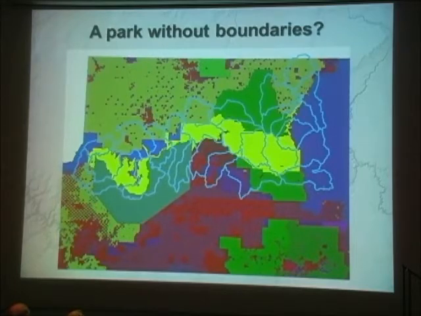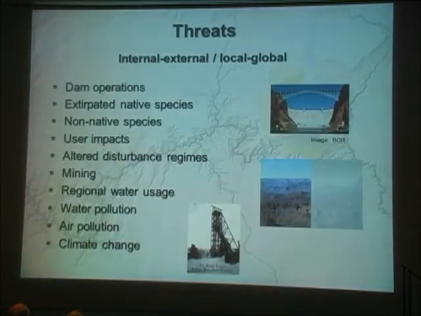So when you start to take a look at the bigger picture, you realize that there are actually a lot of potential threats to resources within the park. We have dam operations, which I'll go into a bit later. Extirpated native species, we have about 10 species that we know about that have been extirpated, some of which are keystone species like wolves and river otters. Non-native species, we have non-native trout that outcompete and prey upon native species. We have user impacts, about 4.5 million visitors a year, despite some folks' best efforts, have a significant impact on the resource. With altered disturbance regimes, such as altered fire in the forested habitat types.